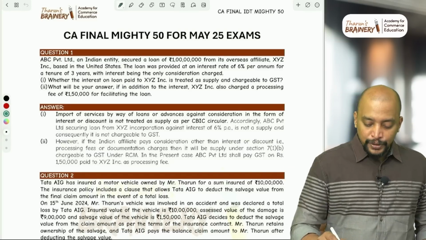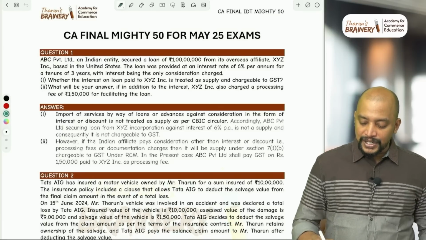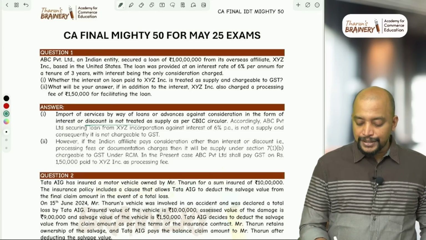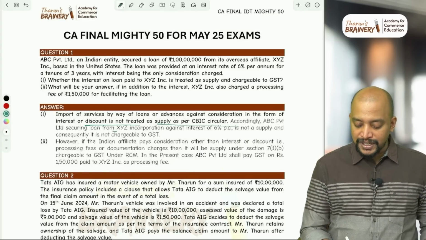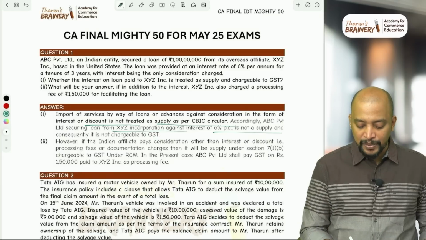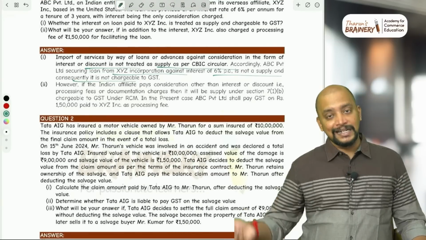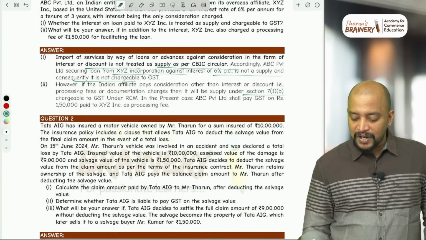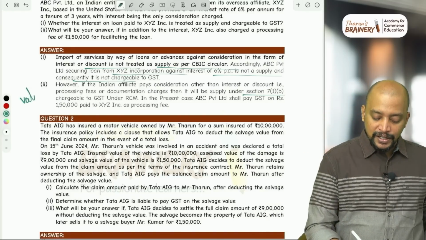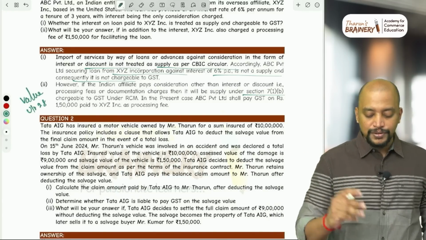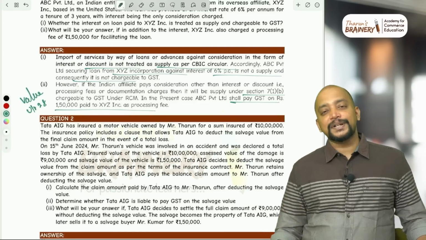So you can see here, import of services by way of loans or advances against consideration in the form of interest or discount is not treated as supply as per the CBIC circular. Accordingly, ABC Private Limited securing a loan from XYZ Incorporation against interest of 6% is not a supply, and consequently it is not chargeable to GST. However, if the Indian affiliate pays consideration other than interest or discount, then it will become supply under 7(1)(b), import of service from a related person. So value also will be determined under rule 28. Therefore they will pay GST on rupees 1,50,000 to XYZ Incorporation as processing fee.